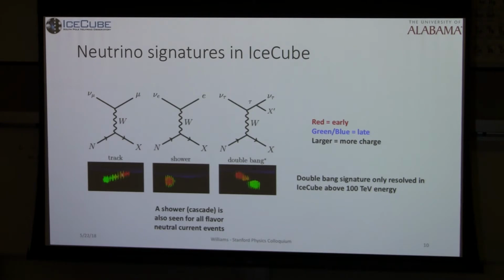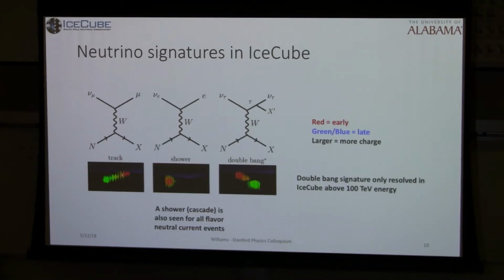So what do neutrinos look like in IceCube? And I'm talking now about the very high energy neutrinos. So these are hundreds of TeV to PeV energies, which is what I'll be discussing for the rest of this talk. You can have all three flavors of neutrinos in IceCube. And if you have a charged current interaction, then you get a W boson, and then outside of that you get the associated charged lepton.